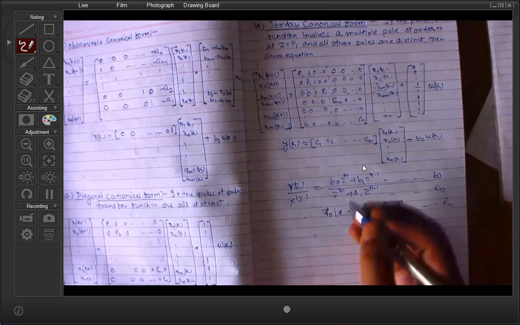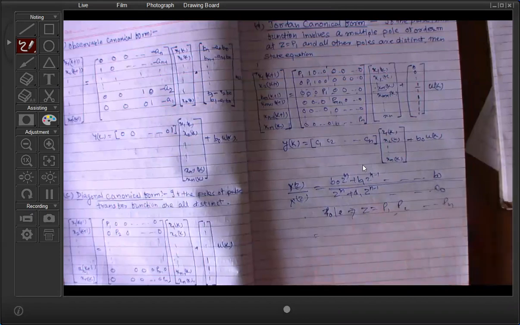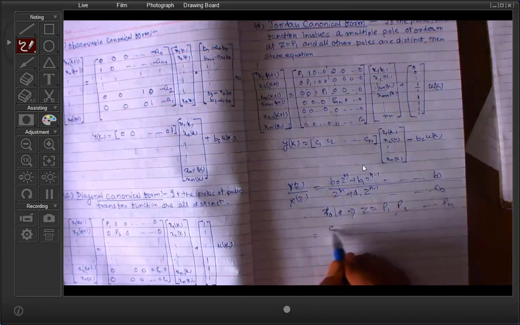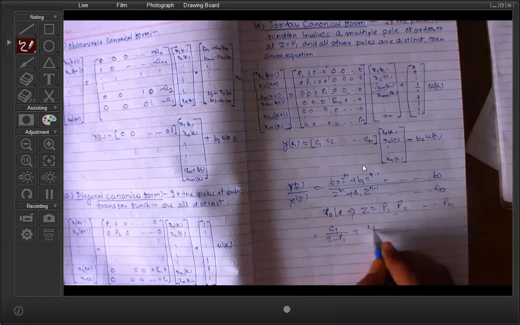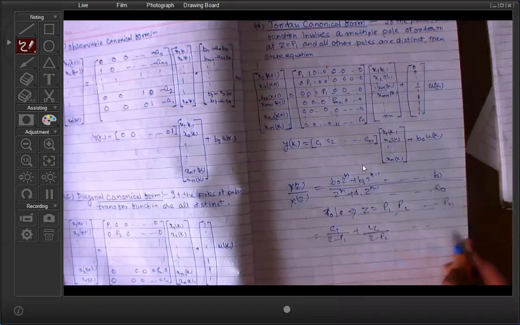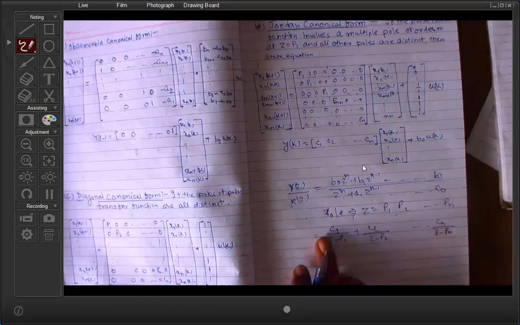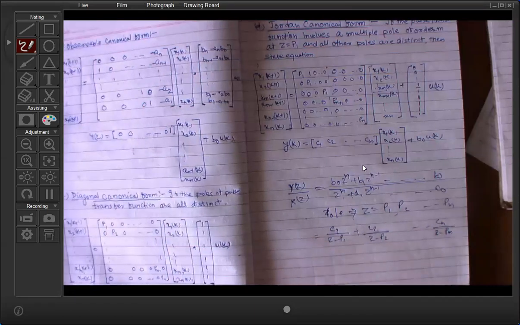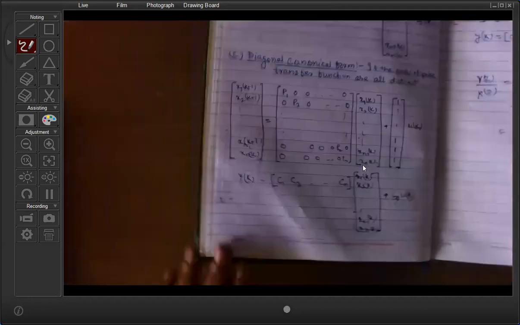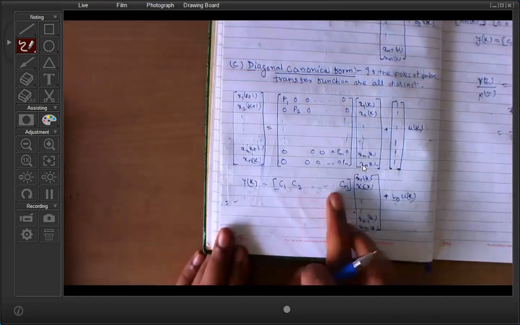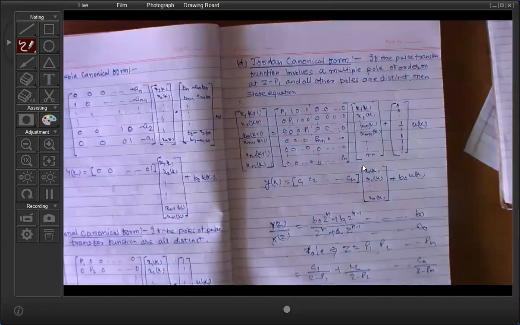So you can write the given pulse transfer function in the form of partial fractions. Suppose the first term is c1 by z minus p1 plus c2 by z minus p2, up to cn by z minus pn. So c1 c2 are the factor of each pole. That's why the values of c1 c2 are written in the output equation, along with b naught into uk. And the fourth form is called the Jordan canonical form.